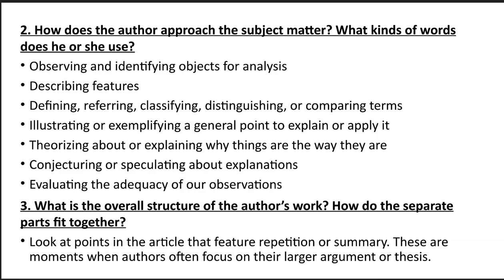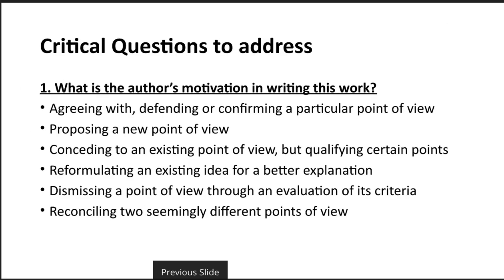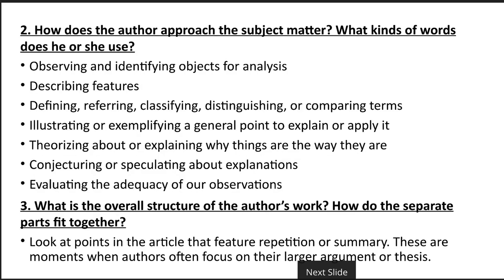So three key critical questions about a research article: the author's motivation, the author's paradigm or approach, and the overall structure of the author's work. These are the key things. Okay, so that's all for today about critiquing an article.